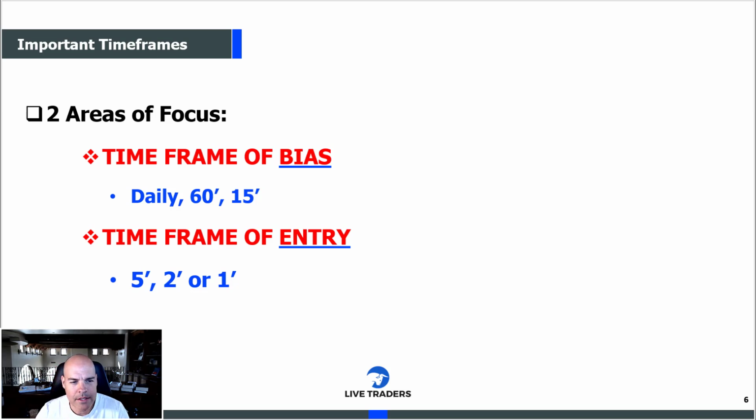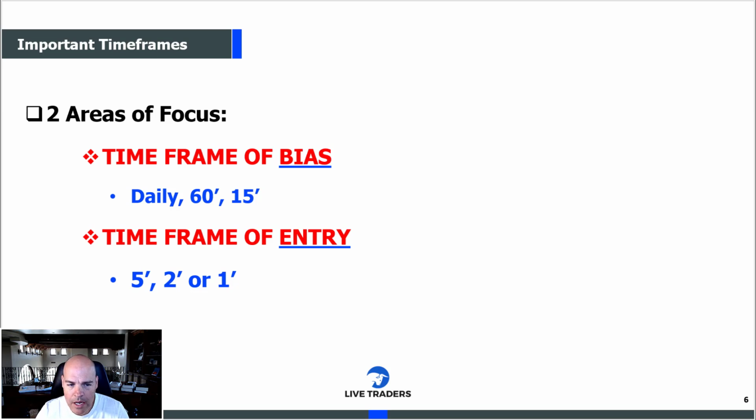All right, so the bias time frame is the bigger picture time frame, right? This is saying, okay, what is the ultimate trend of this stock? Is it an uptrend, a downtrend, a sideways trend? I need to know what that bias is because it's going to have a direct impact on the type of entry I'm able to get. Is this going to be a short play? Is this going to be a long play? Do I have to perfectly time this with the market?